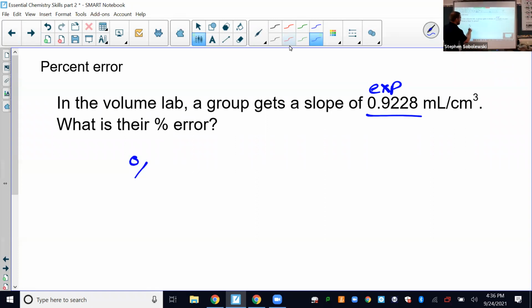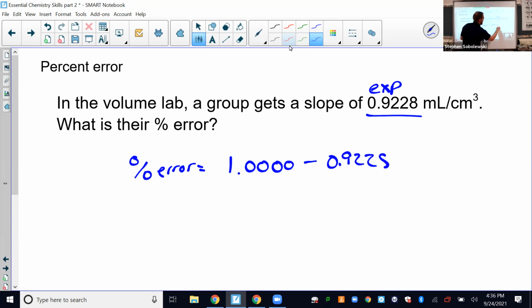So percent error equals 1.0000 minus 0.9228. Now you can include the units in there, but they will end up canceling out when you divide by the same thing. Now, why did I choose to put 4 zeros after the 1? I didn't really have to, but it's to drive the point home that the relationship between milliliters and centimeters cubed is 1 to 1, but that's like a true by definition 1. It's completely true. It's a perfect infinite 1. It's not like sort of 1.